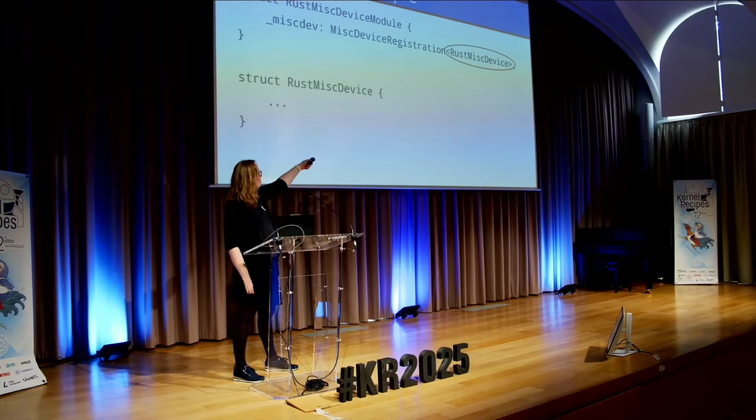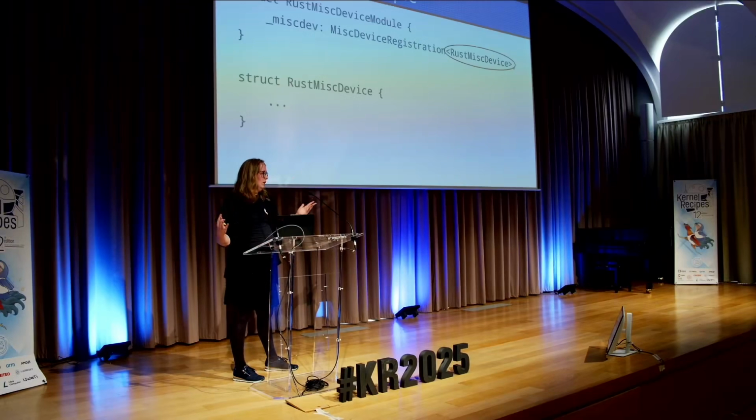And then we have this struct over here, which is basically the instance. So the idea is, every time you open the file, we create one of those Rust misdevices. So we have a second struct here. So there's one per module, and then the second one is, there are going to be many of them. Each time you open the file, you get a new one.